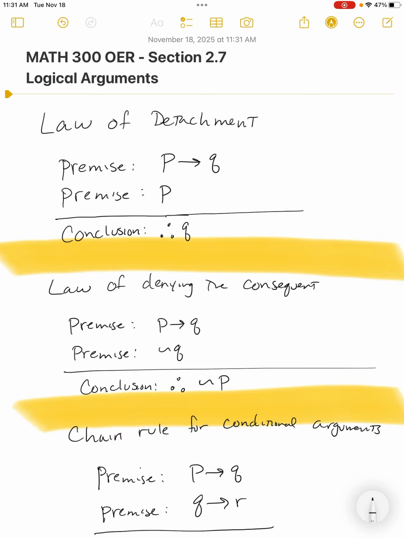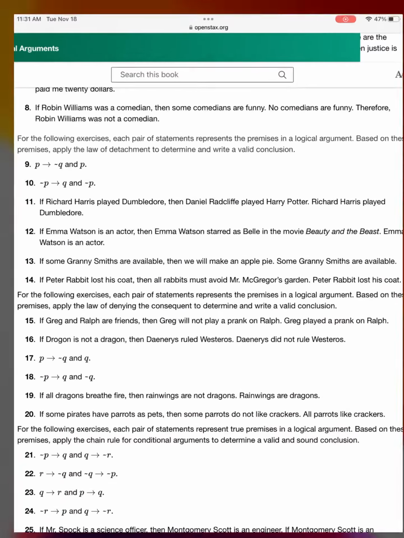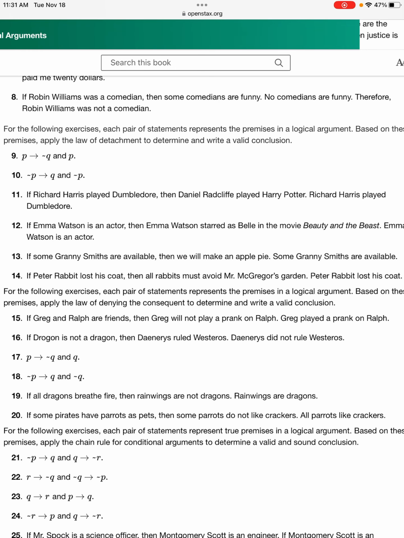But what the law of detachment says is if you have one thing going to another and the first thing happens, so I have the first thing going to the second thing and the first thing happens, therefore the second thing happens. And so it's just writing out Q, I guess, and writing a valid conclusion. The valid conclusion would be Q.